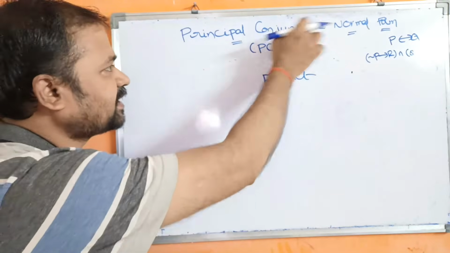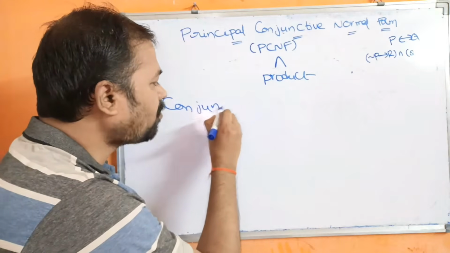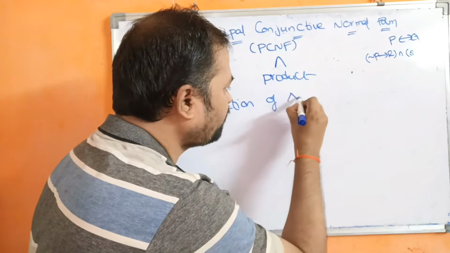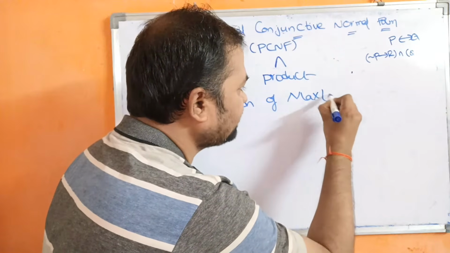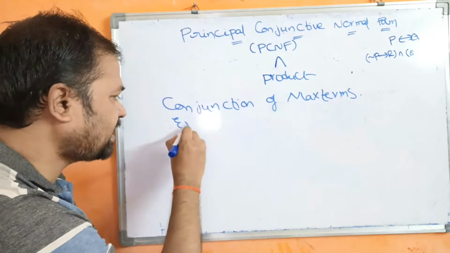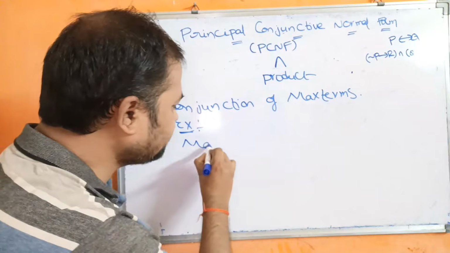PCNF, the name itself specifies the meaning: conjunction of max terms. Conjunction of max terms is called PCNF. Okay, we will discuss an example later, after discussing what a max term is. Now let us see what is a max term.